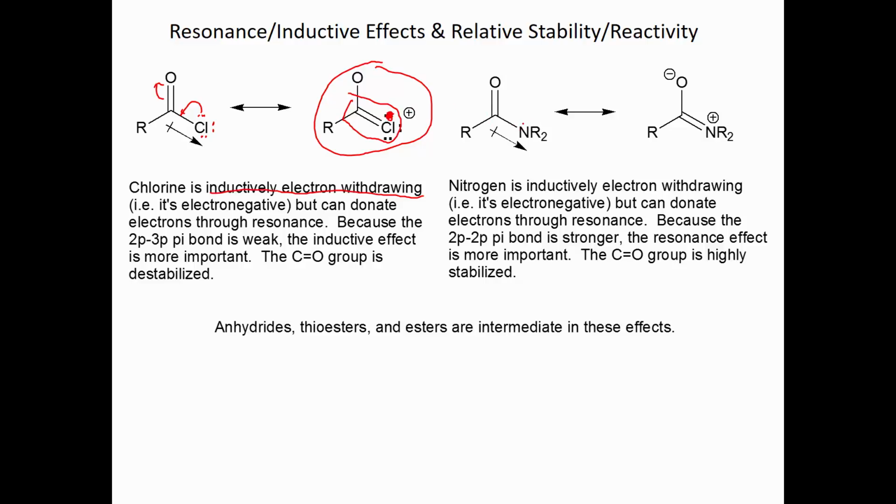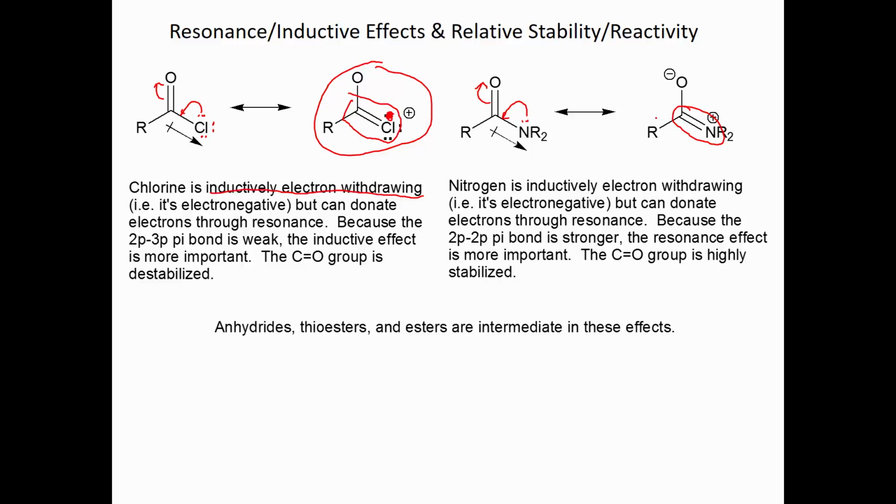Nitrogen is a very different situation, though. We have the lone pair here, which can stabilize by resonance like that. Nitrogen also has electronegativity that's higher than carbon, but what we find is that the pi bond we generate by drawing this resonance structure is actually a fairly strong pi bond, and the resonance effect ends up being quite appreciable here. So in nitrogen, the resonance effect wins out, and thus nitrogen is tremendously stabilizing to the carbonyl group through this resonance interaction that I drew with the arrows.